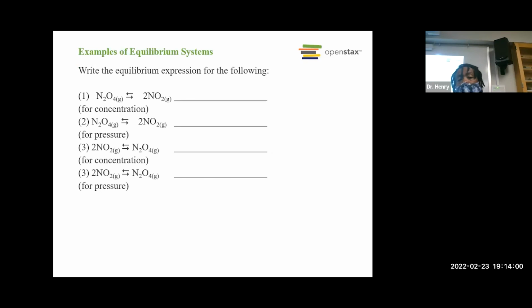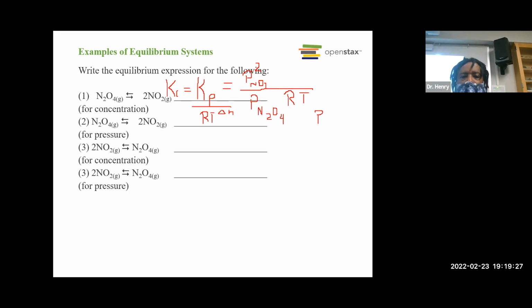Now what I'd like you guys to do is write the equilibrium expression for all of these. If it's in concentration, write the equilibrium expression for concentration. If it's in pressure, then write the equilibrium expression for pressure. So you're just writing the equation for equilibrium. In this case, you have to use pressures because they're gases, so Kc is going to equal P squared, for NO2, divided by the partial pressure of N2O4, with RT at the bottom.